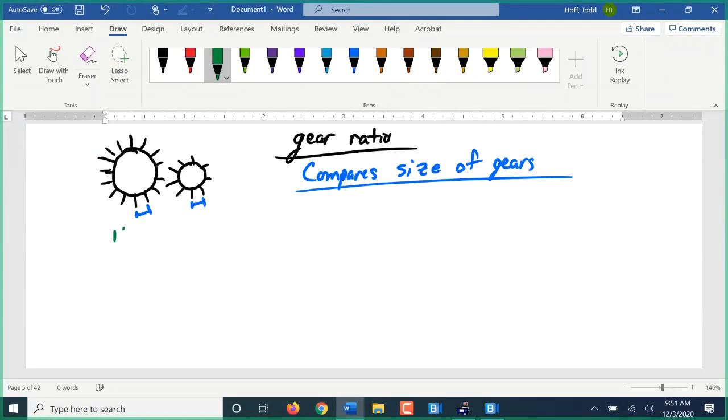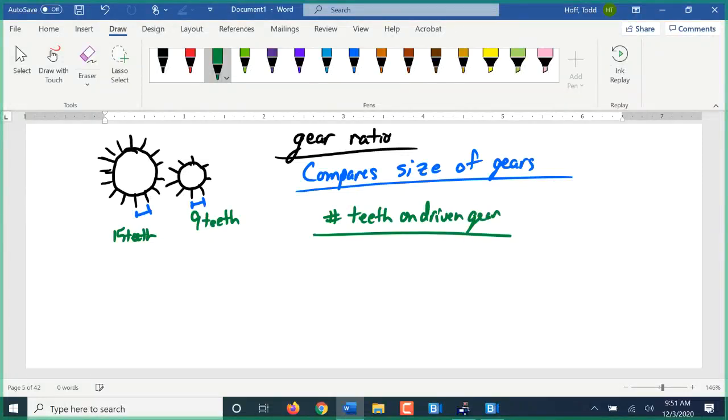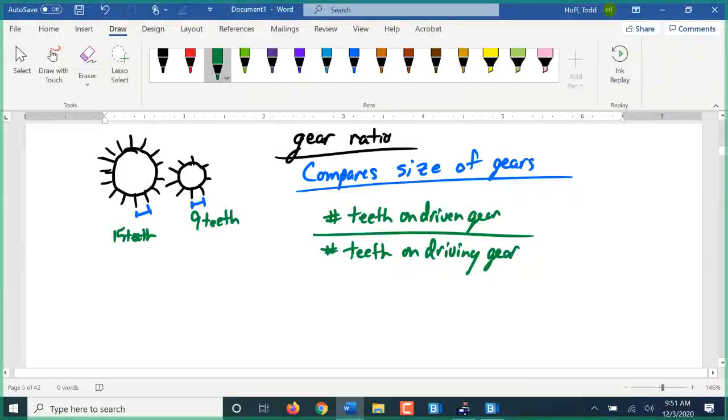This gear here has 15 teeth. This gear has 9 teeth. So we have the ratio of the sizes. The way the ratios work is we do the number of teeth on the driven gear to the number of teeth on the driving gear. Well, how do we know which one's driven and which one's driving? Well, we need a little bit more information.